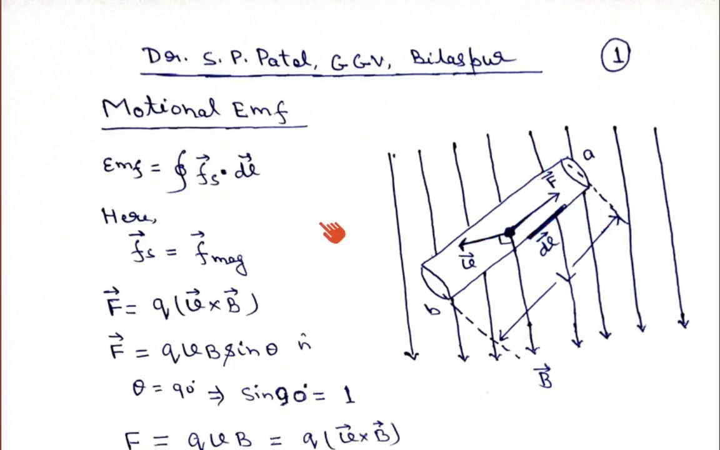That EMF is equal to the line integral over a closed path of Fs dot dl, where Fs is the source force per unit charge. It means, what is the source of force within the circuit, per unit charge, and the line integral of that is known as the EMF.